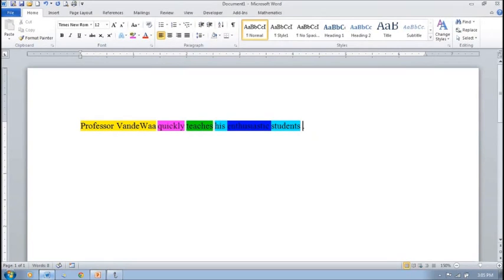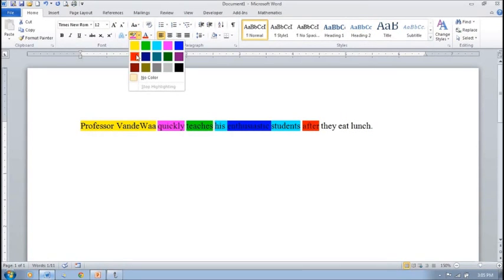So we'll say when Professor VandeWaa quickly teaches his enthusiastic students. So maybe he teaches them after they eat lunch. So our preposition word, the actual preposition, is the word after. So we'll highlight that in something like red here. And what comes after, the whole thing together, is a prepositional phrase. So that's a prepositional phrase, after they eat lunch. A quick tip for grammar that'll come in handy later on is that you'll never find the subject of a sentence in a prepositional phrase, because prepositional phrases are dependent, they're subordinate, and so you'll never find the subject of a sentence in a prepositional phrase.